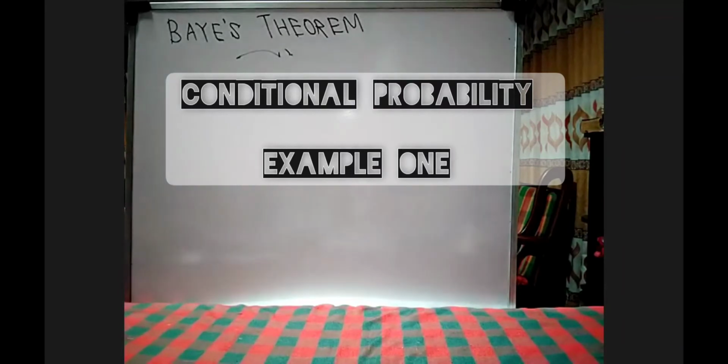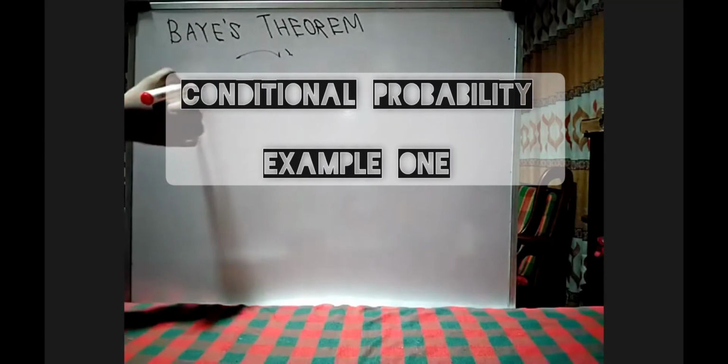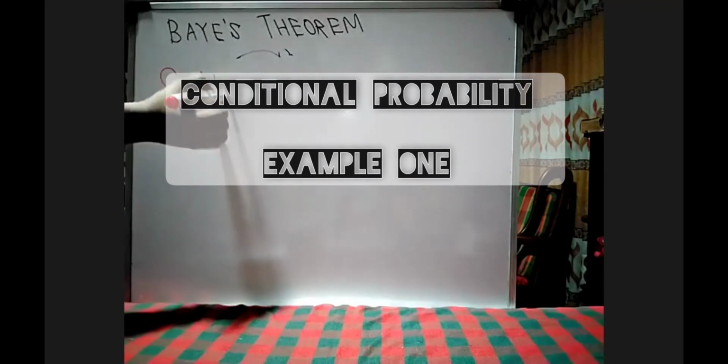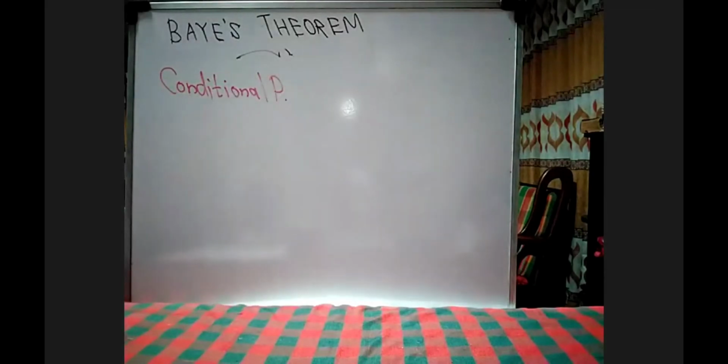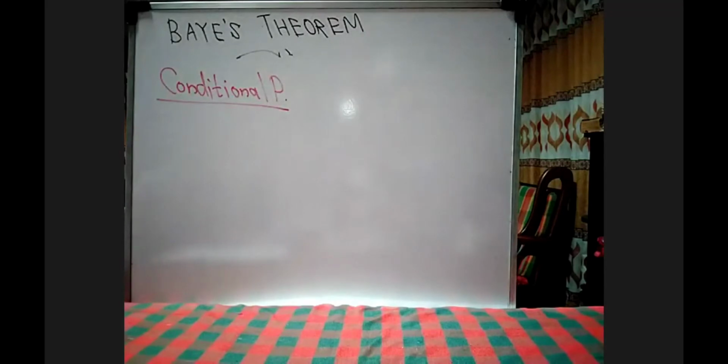Let's write down the equation of conditional probability, because conditional probability is the basis of Bayes theorem. So what is the equation? Conditional probability.